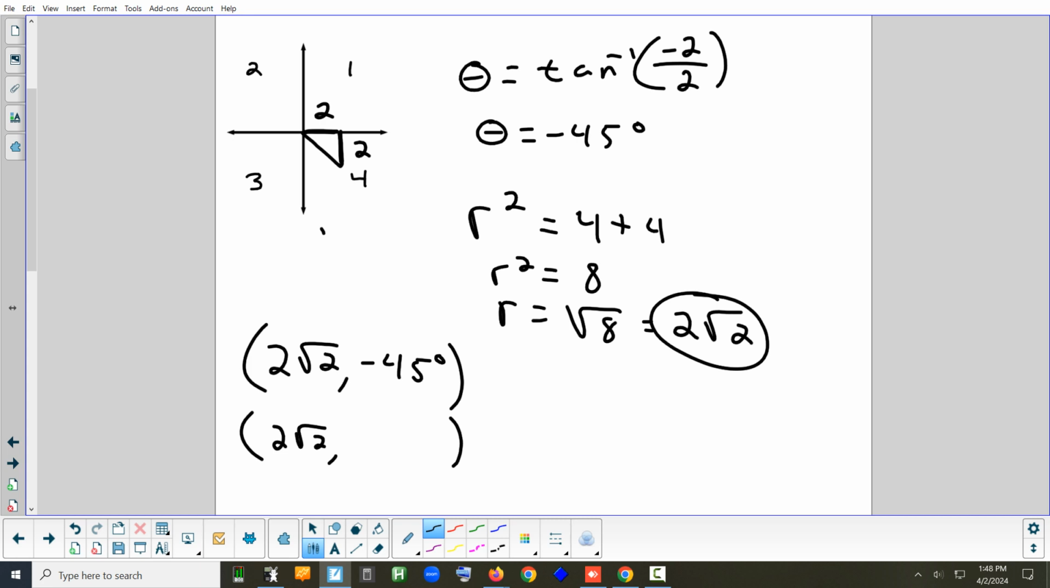So we've got to land right here. So instead of going this way, you're going to go 315, that way. 315. Okay.